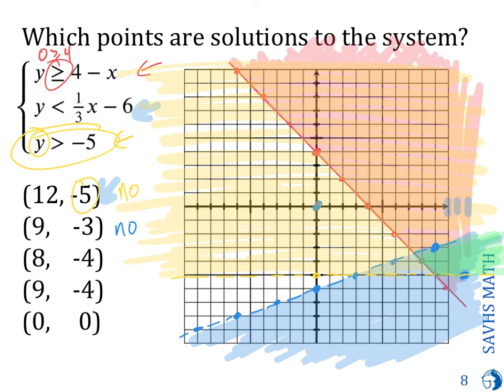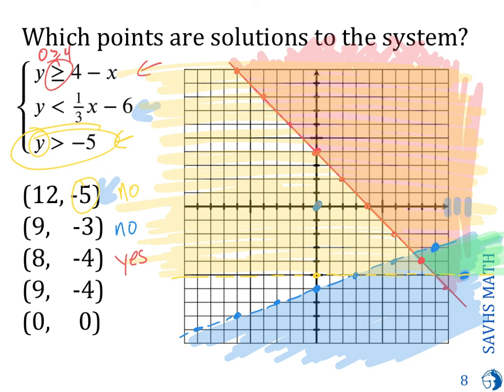Okay, so 8, -4 is this point right here, 8, -4. Even though this one is on a line, this line is solid. And so because it's solid, that means that yes, we are using it in the inequality. So this is yes.